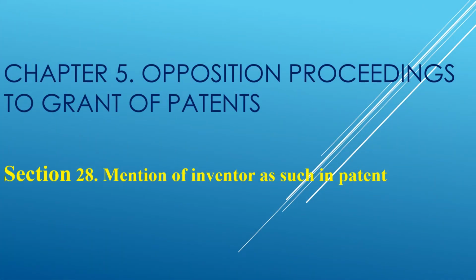The section today we have taken is Section number 28, and the title is Mention of Inventor as Such in Patent, and this comes from Chapter 5, that is Opposition Proceedings to Grant of Patents. Okay, so now you can very well correlate the beautiful thought that was said in the first slide with the title of this section. Okay, so let us proceed.